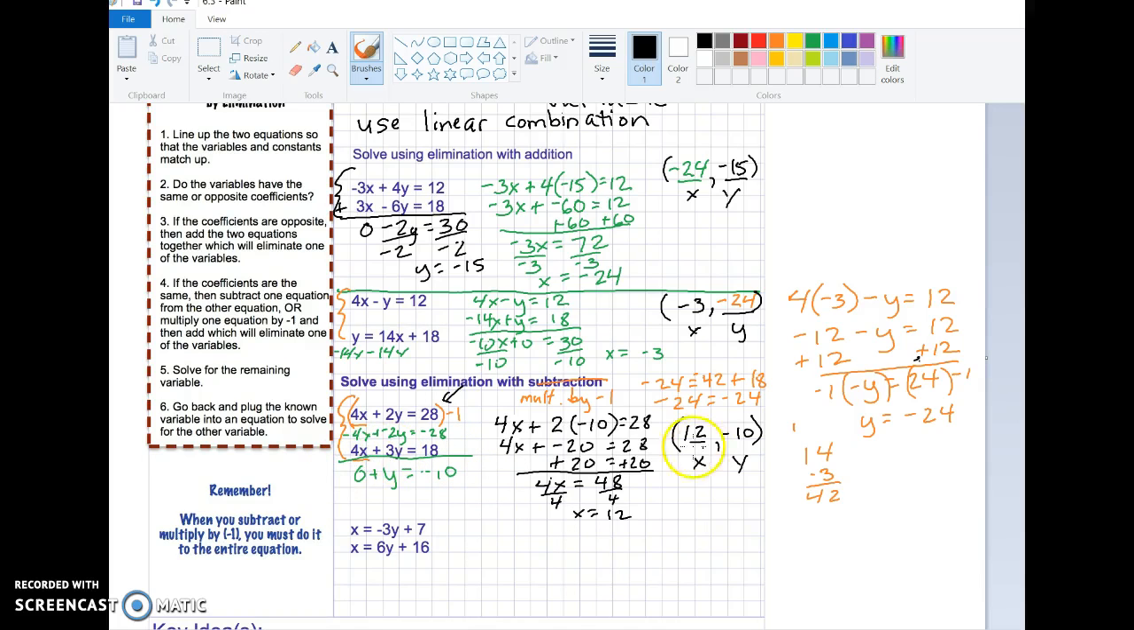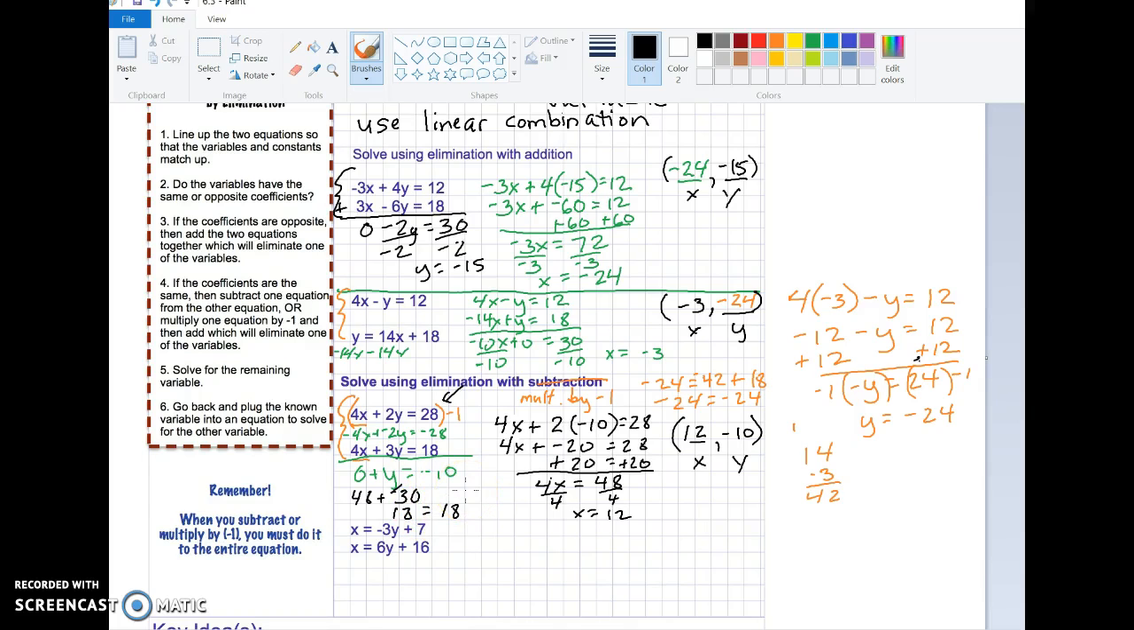So 4 times 12 is 48, and 3 times negative 10 is negative 30. 48 plus negative 30 is 18. And that's what it should be equal to. 18 equals 18. So it worked out.